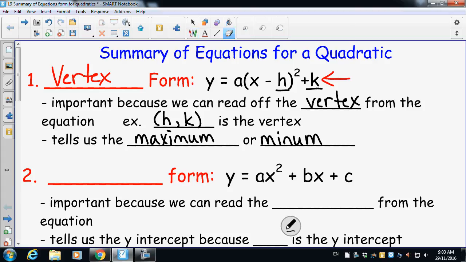I think I'm spelling that wrong. There we go. Minimum value of the parabola, or in a word problem if it talks about a minimum or a maximum.